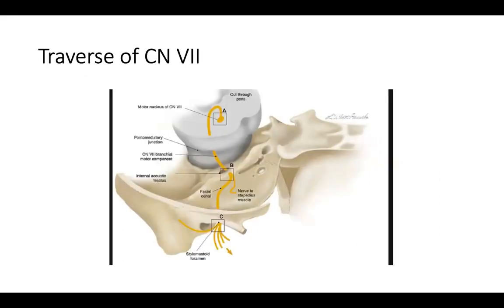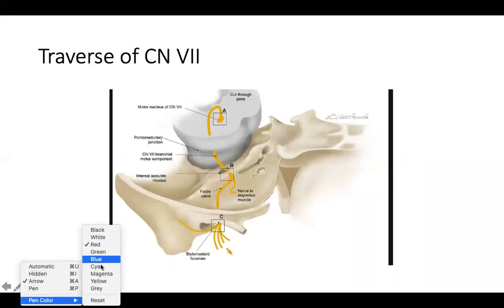But in the anatomy, the other issue that we are going to talk about is the root. As we all know, most of the cranial nerves have their nuclei originating from the pons.